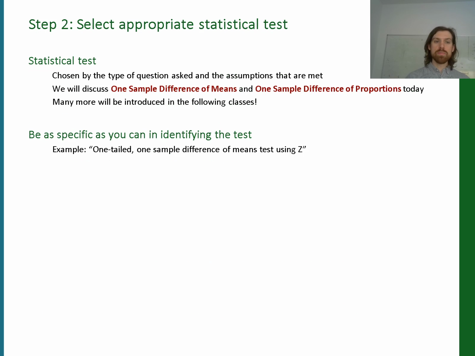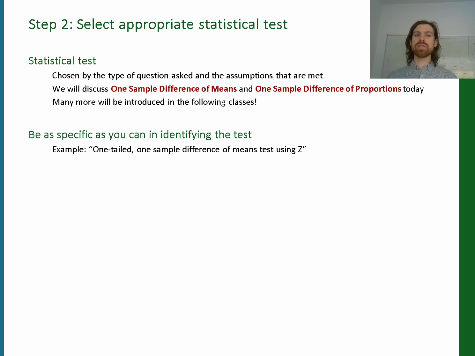Okay, so that was step one. Now let's get to step two, which is selecting the appropriate statistical test. And this is actually quite challenging, because what I found when I first learned stats was that you have to know all of the different assumptions involved in the different tests. And there's a lot of background knowledge to try and get there. So I struggled with this at first.